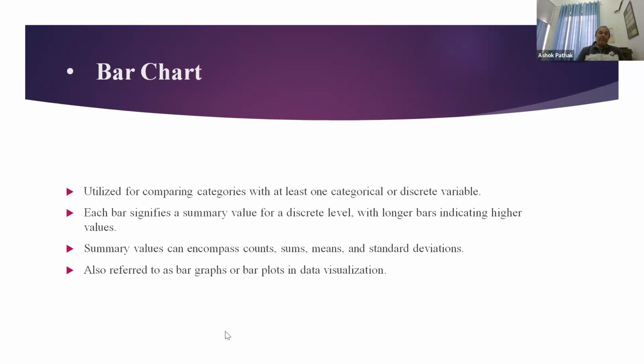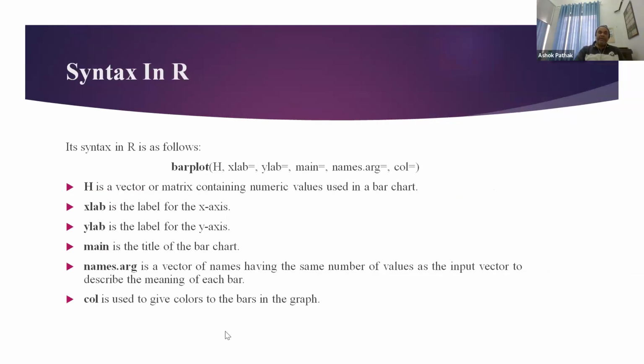Bar graphs or bar plots are a data visualization. What is the syntax for barplot in R? barplot: H is our data vector or matrix, xlab is the X axis label, ylab is the Y label, main is the main title. names.arg is a vector of names having the same number of values as the input variable, to describe the meaning of each bar. And col, you can also give the color. So this is the R syntax for creating any bar plot using the data.